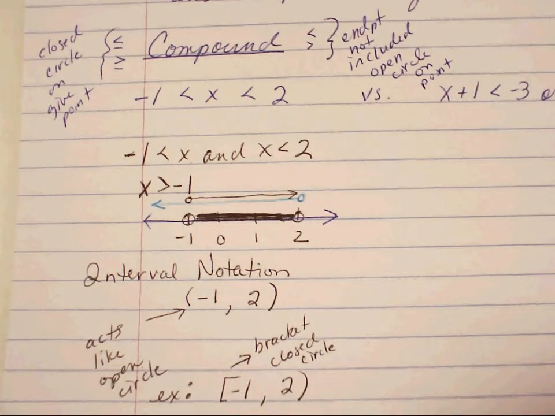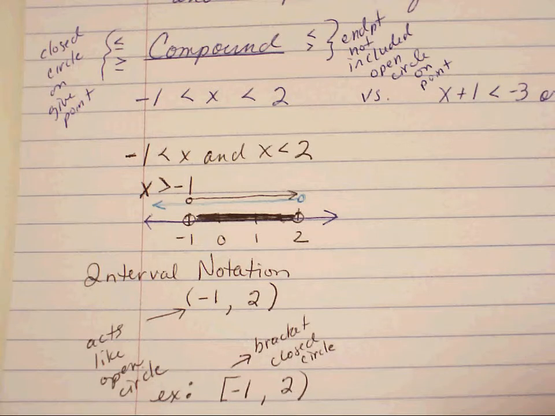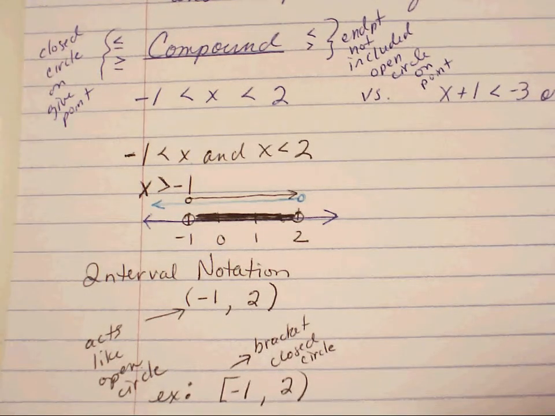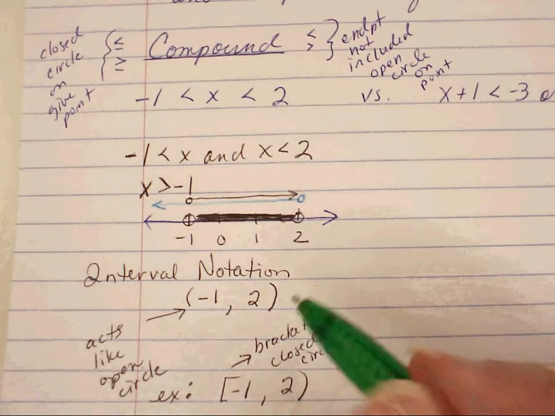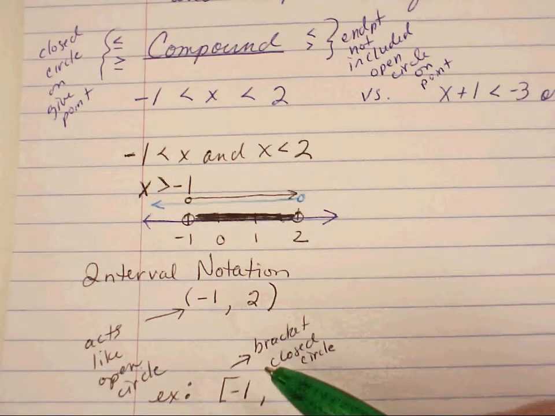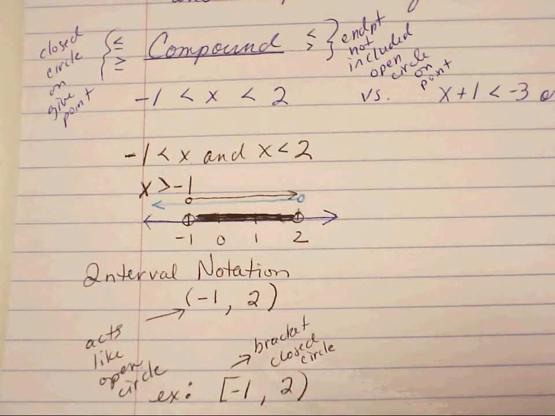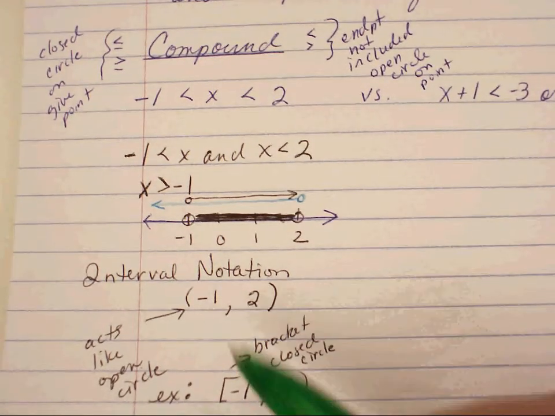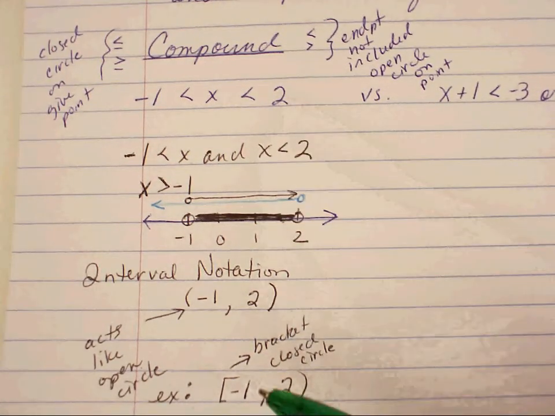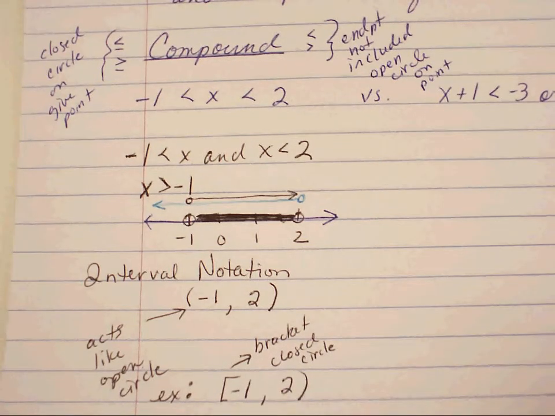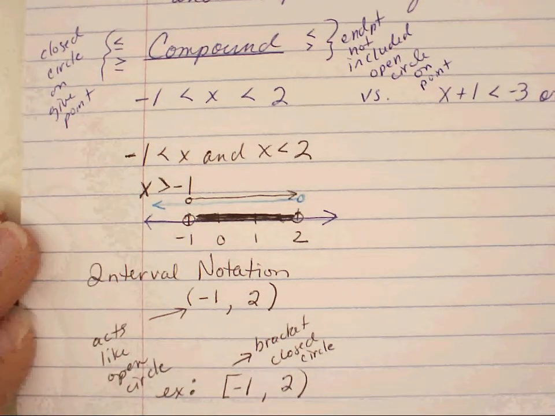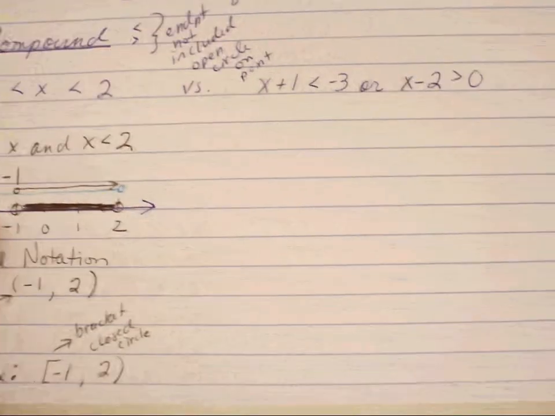Yes, Harrison? So that one would have an open end and a closed end. Correct. On the left end, it would be a closed circle. On the right end, where 2 is, it'd be open. Perfect. And we will practice a whole bunch of interval notation because when you get to pre-cal, you are expected to understand and know how to write it as a graph, as an inequality answer, and as interval notation.